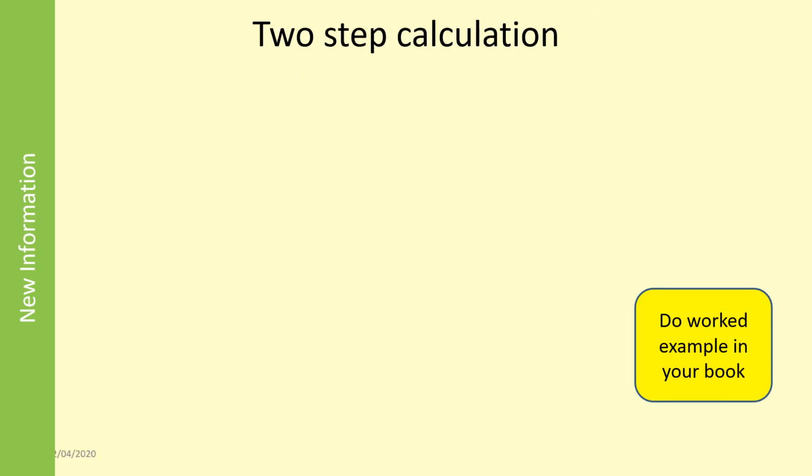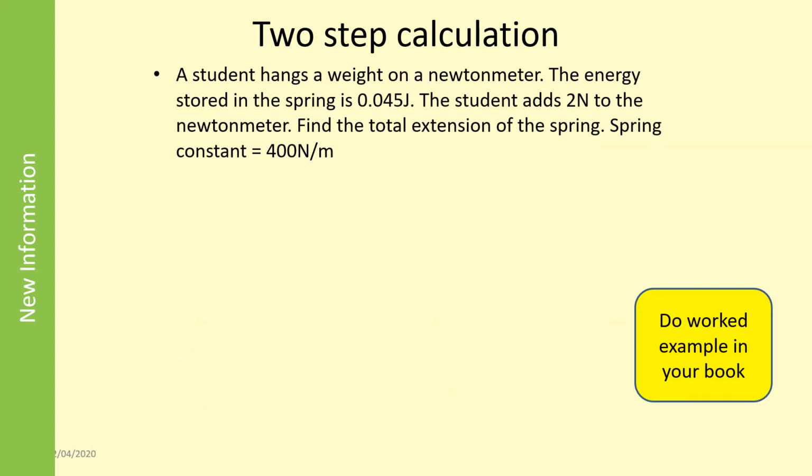Let's have a look at another slightly more complicated example. A student hangs a weight on a Newton meter. The energy stored in the spring is 0.045 joules. The student adds 2 newtons to the Newton meter. Find the total extension of the spring, and the spring constant is given as 400 newtons per meter.